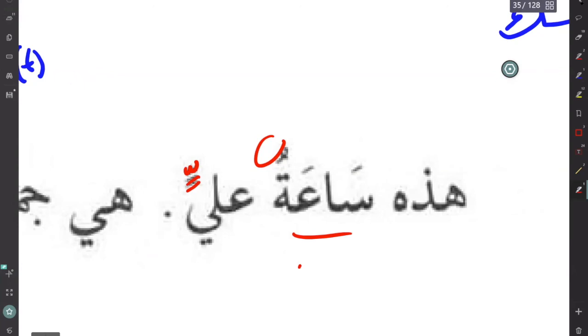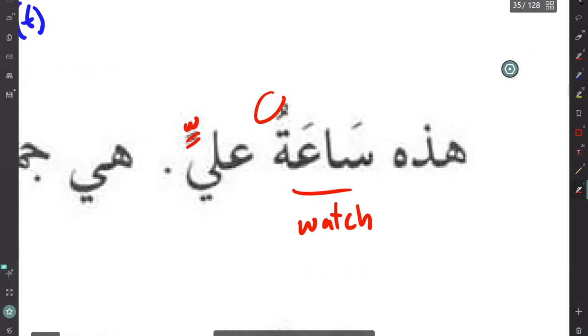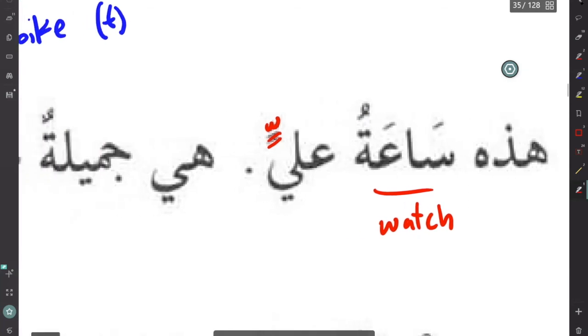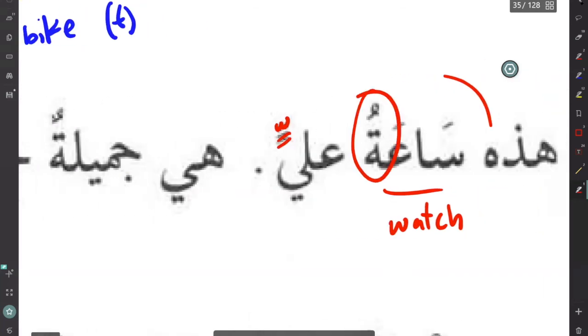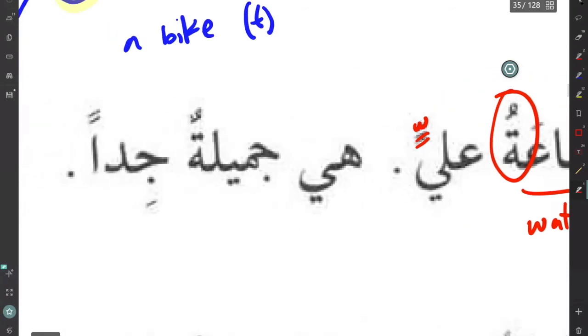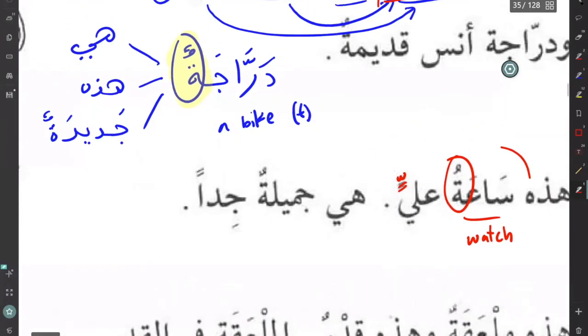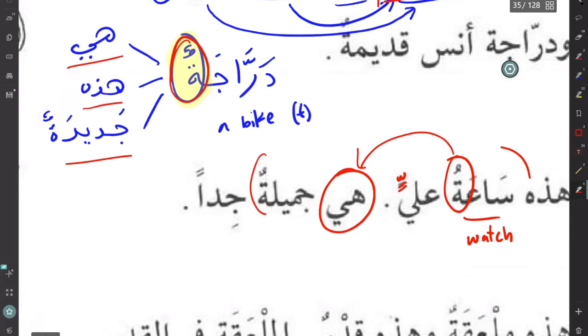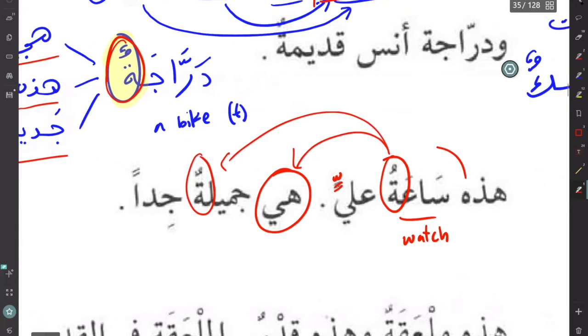So sa'a is watch. Watch, the one that you wear on your hand. Sa'atu Ali, the watch of Ali. So it's the idafa. This is why you're saying hadhi, because of sa'a. Is sa'a a masculine word or a feminine word? It's a feminine word. And hiya jamila. See, same thing I just explained to you. I don't have to spend too much time right now. Why am I saying hiya? Because once I establish this word is feminine, then I can start using any of these things. I know exactly what to use. Jamila, I'm using jamila. The adjective is feminine. The pronoun is feminine. Everything is feminine. It all goes back to this once you understand the subject.